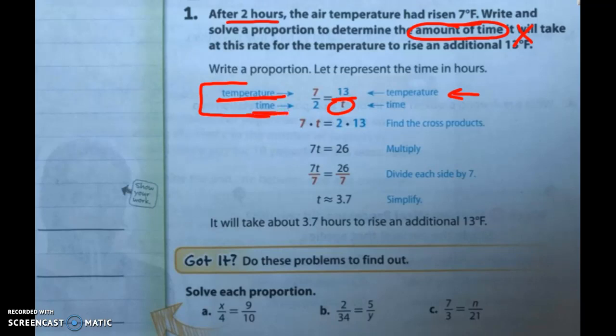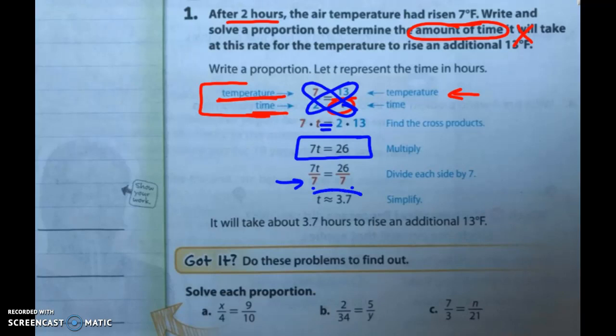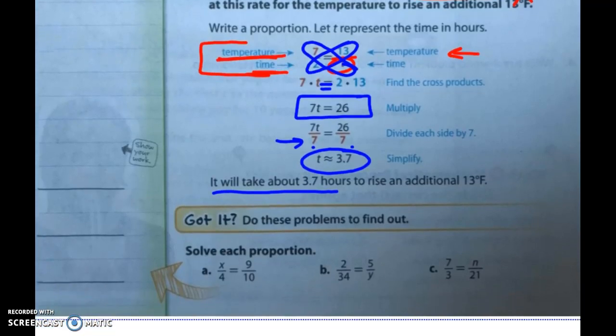So when we cross multiply, we're going to get 7 times T and 13 times 2. We'll set those equal to each other. And then it's an equation, just like we solved in the last chapter, right? We're doing a one-step equation. What's happening to T? It's being multiplied by 7. So to undo it, we're going to divide by 7 on both sides, okay? And when you divide that out, you're going to get 3.7. So that means it will take about 3.7 hours to rise those additional 13 degrees.